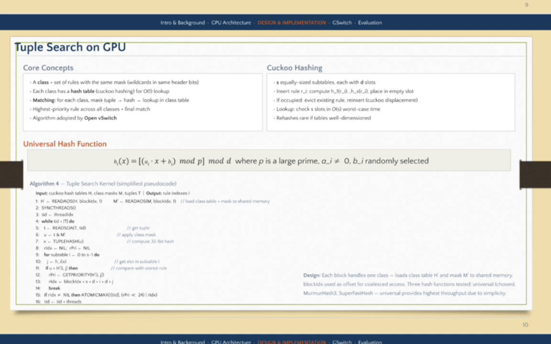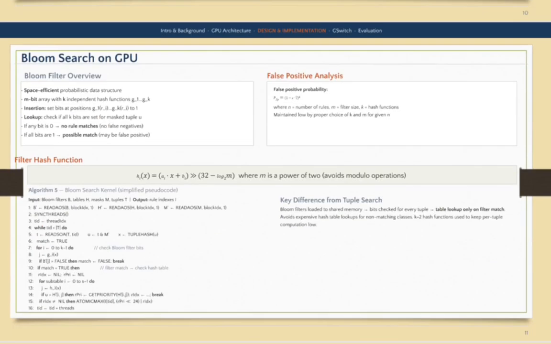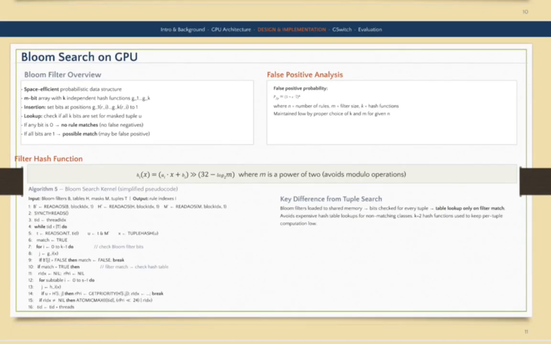for large rule sets. Slide 11 explains Bloom search. The main contribution of the paper: Bloom search adds Bloom filters before the hash table lookup. The Bloom filter quickly identifies classes that cannot match a packet, avoiding unnecessary and expensive hash table searches. Only classes that pass the Bloom filters are checked in the cuckoo hash table. This reduces lookup operations and improves performance.